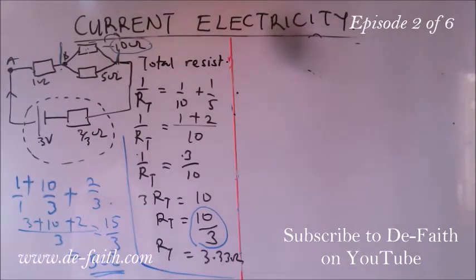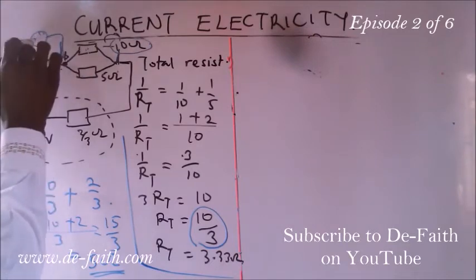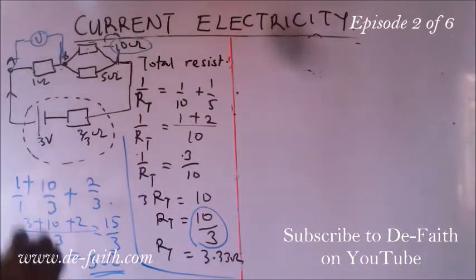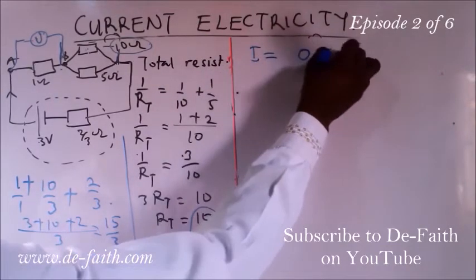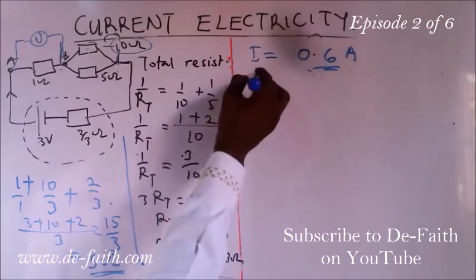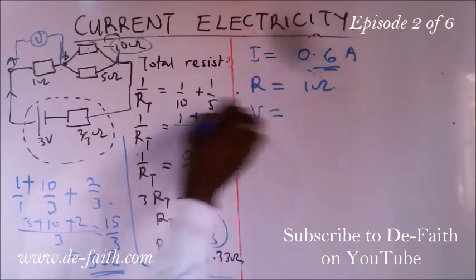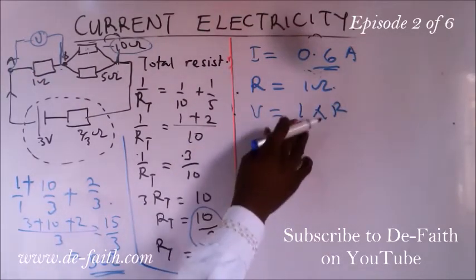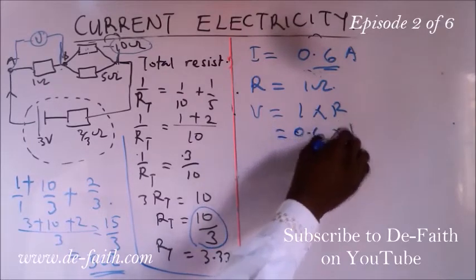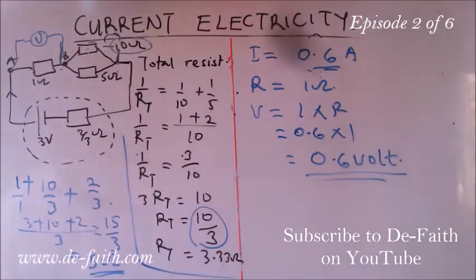Next, the B part says we should find the potential difference across AB. That will mount a voltmeter across this place and look for the potential difference. The current flowing through the circuit still remains 0.6 ampere from our earlier calculation. Then the resistance is 1 ohm. So the potential difference across this place will be I times R, and that is 0.6 multiplied by 1, and that's 0.6 volts. That is the potential difference across this point.